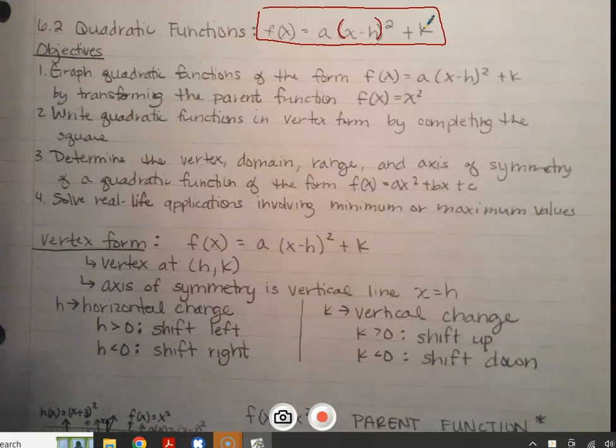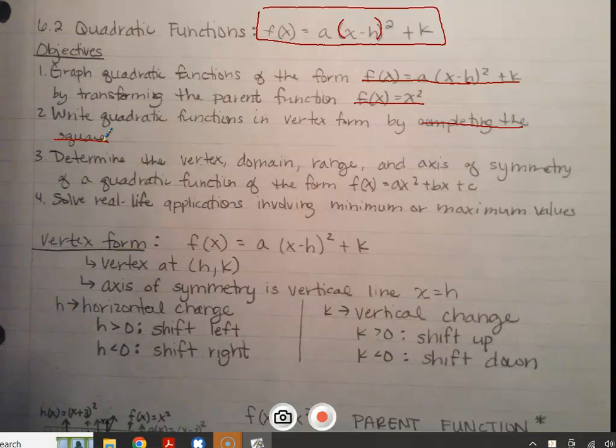So first of all, our objectives. We're going to graph quadratic functions of the form f of x equals a times the quantity x minus h squared plus k by transforming the parent function f of x equals x squared. That's always our parent function. Second, we're going to write quadratic functions in vertex form by completing the square.